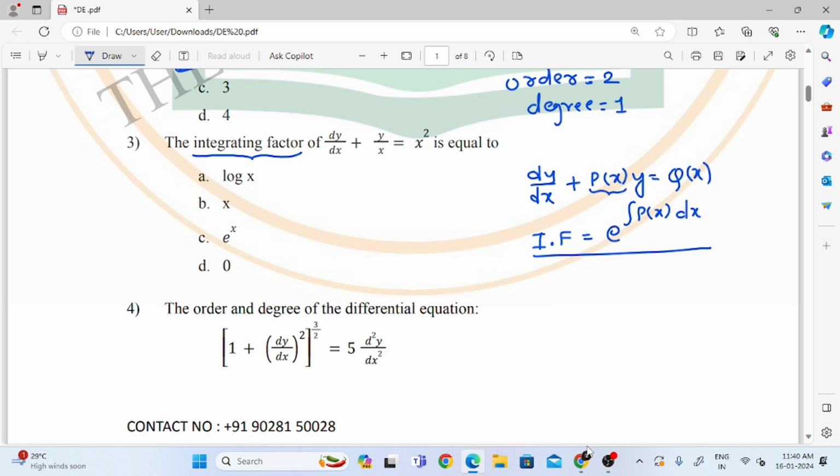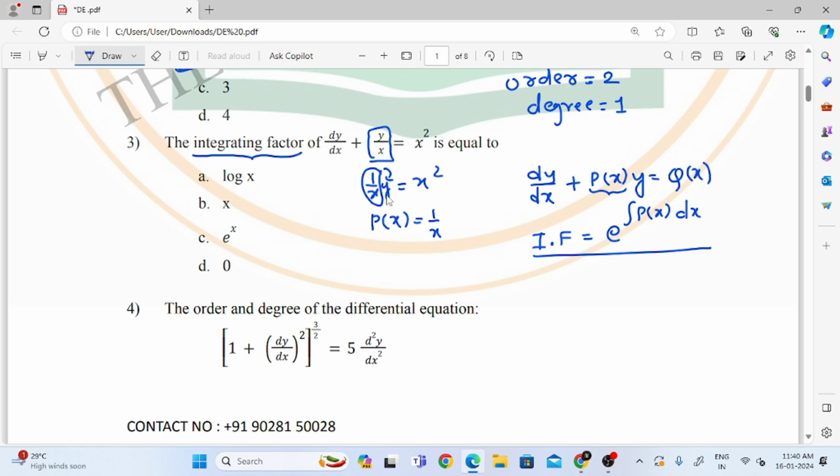Now what is p of x in this question? The second term is given to be y upon x, so we can write this as 1 upon x into y is equal to q of x. Q of x means the right hand side, the term in terms of x, so it is x square only. If you match these two equations, the value of p of x is nothing but 1 upon x.